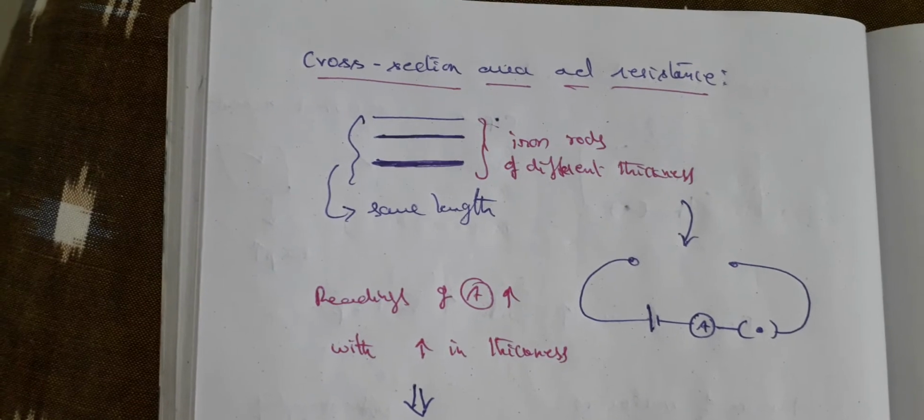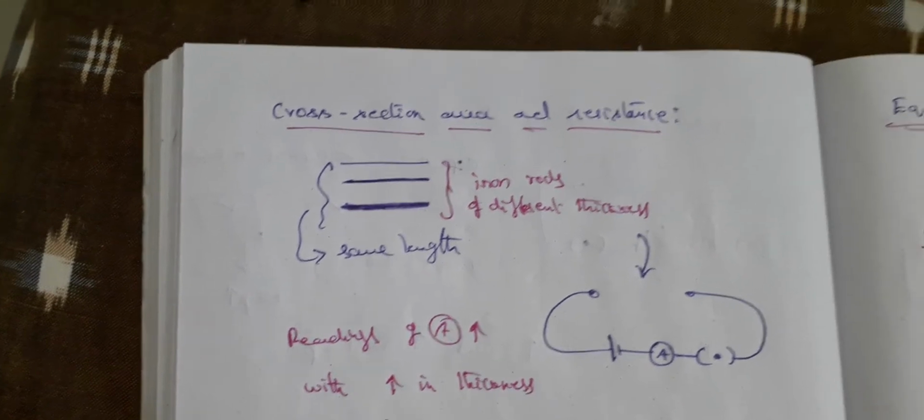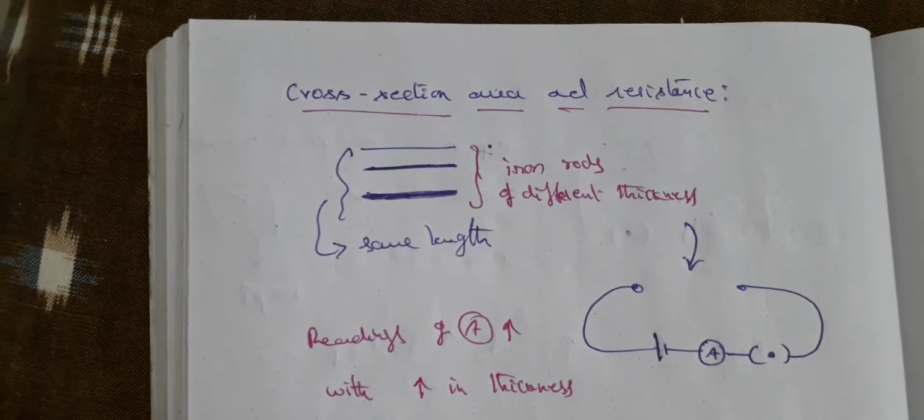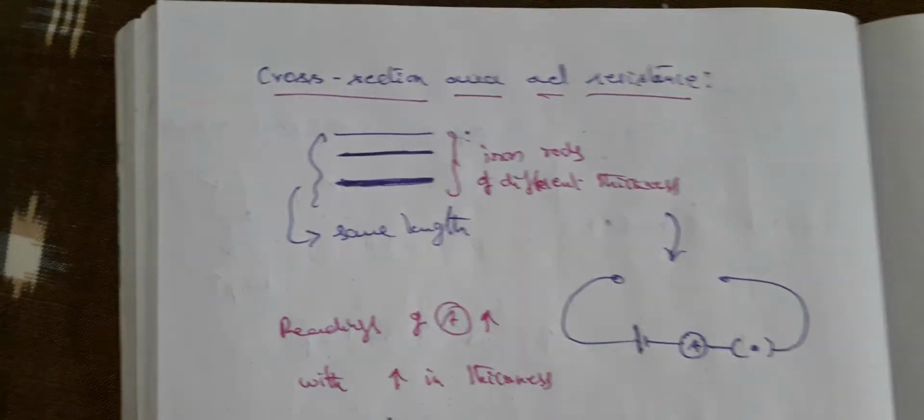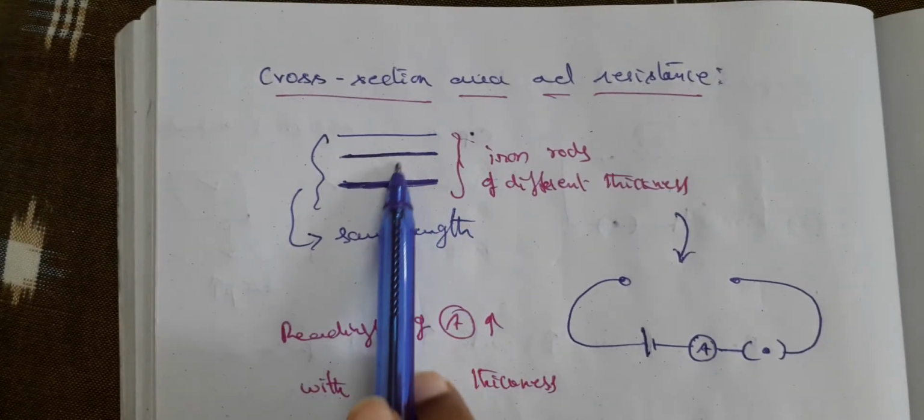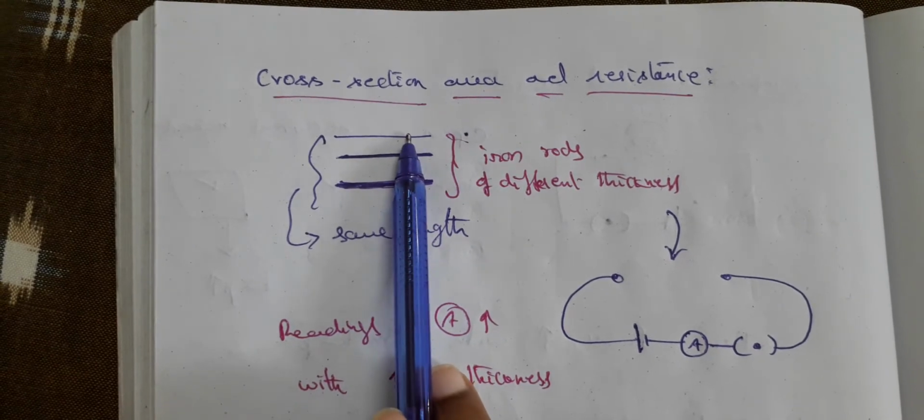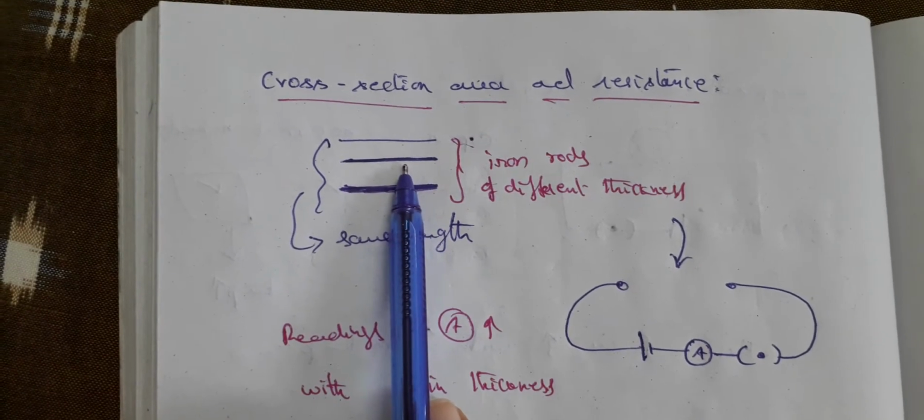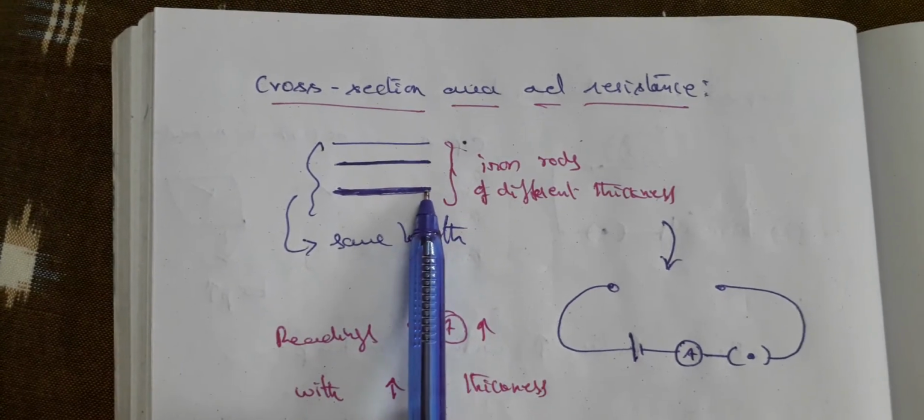Another activity to know the resistance in case of cross-sectional area. Cross-sectional area means the thickness of the rods or the wires is changing. Now we are going to take wires of the same length, but the thickness is different. This is very thin, this is a little bit thick, and this is the thickest.